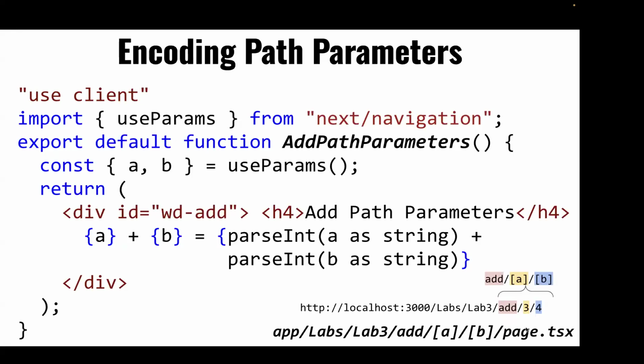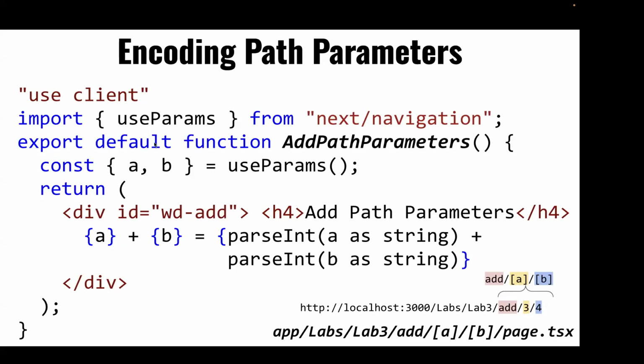And so within the page, you can ask the browser, hey browser, give me the path name and then pattern match it with this pattern over here, and then give me the actual values of those placeholders. So if the actual path is lab 3, add, and then 3 and 4, well, match these placeholders, give me the values A and B.